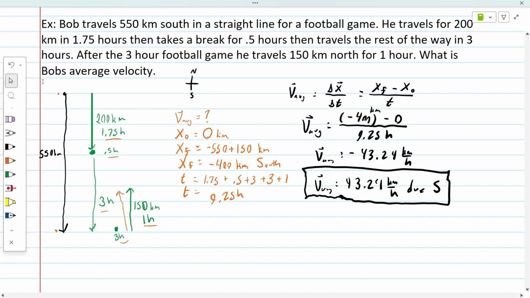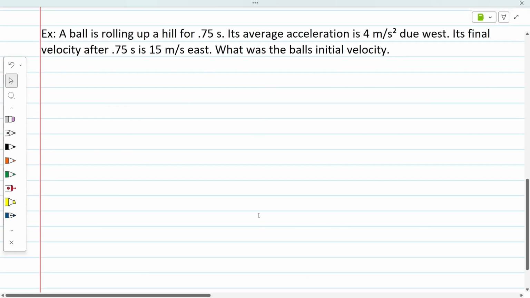And so we were given all this stuff. And see, we didn't even need the distance between here and here. We just need this final and initial and the time, and we could find our V average. All right, so let's do one more here.